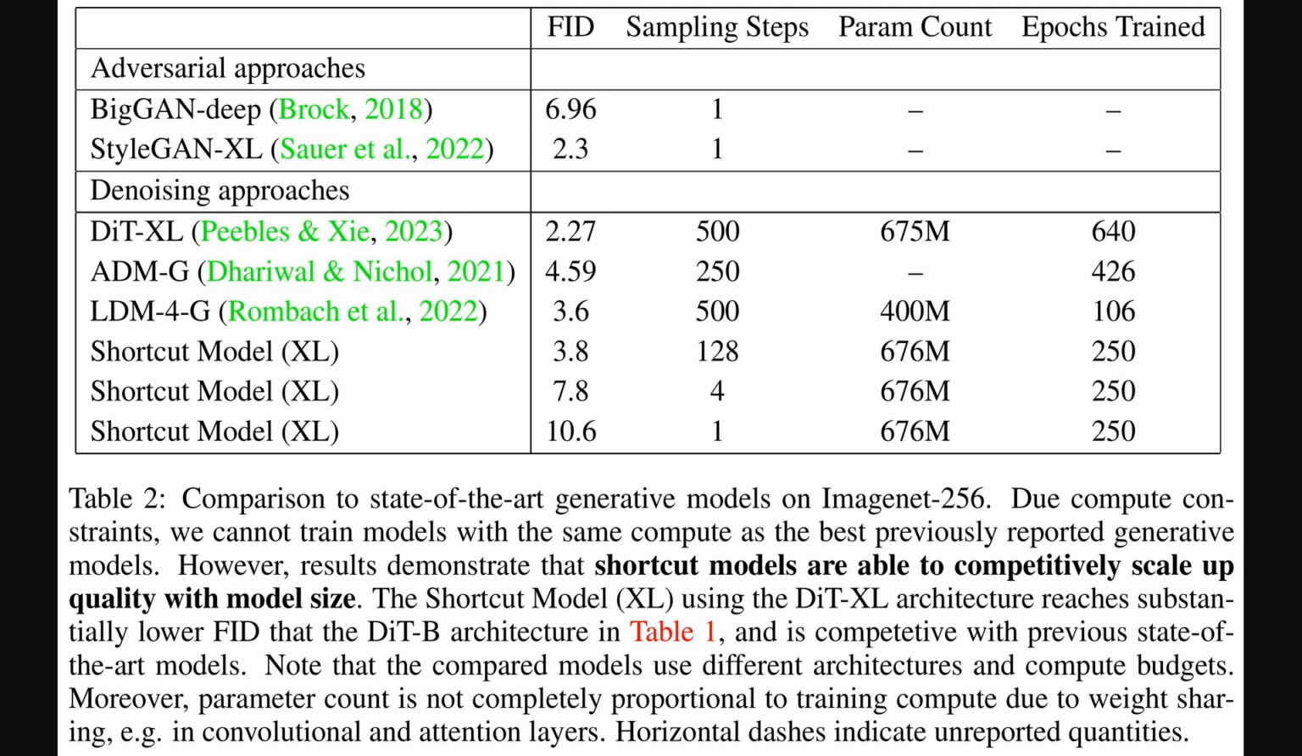Notice the shortcut model XL achieves a Fréchet Inception Distance of 10.6 with just one sampling step, showing excellent quality even at high speed, and it remains competitive with many steps too.